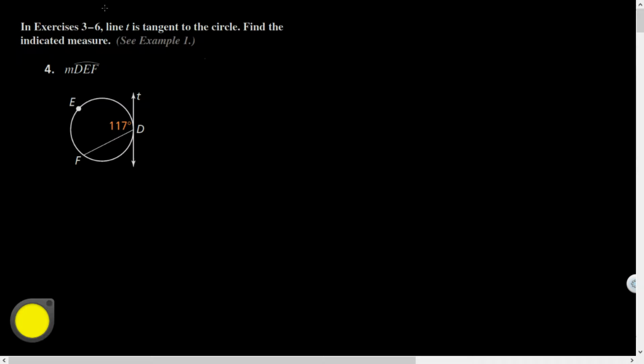So here it says a line T is tangent to the circle. Find the indicated measure, D, E, F. So this major arc is what I'm looking for. What we realized was that this angle of a tangent line to this chord is going to be half the measure of its intercepted arc.